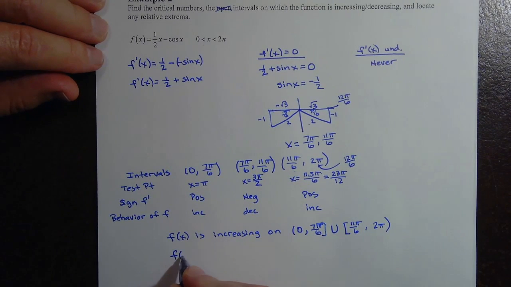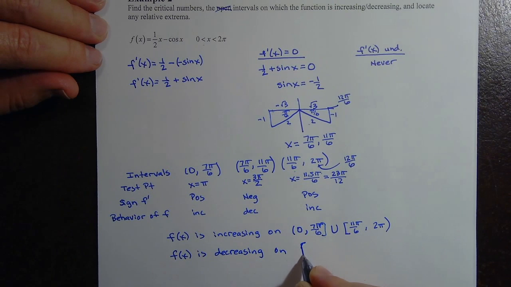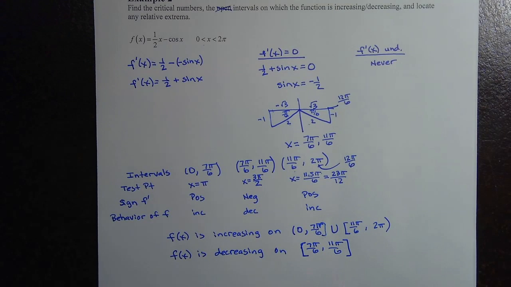And then we have f of x is decreasing on, and we would include 7 pi over 6 to 11 pi over 6 with a bracket, okay? And then the next thing we need to do is, because we have relative maxes and mins, we need to find f of 7 pi over 6. And what does that turn out to be? And we also need to find f of 11 pi over 6.